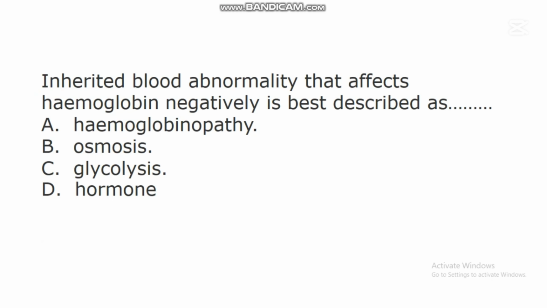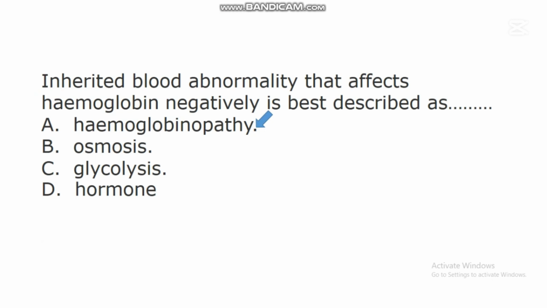The next question says, inherited blood abnormality that affects hemoglobin negatively is best described as dash. A. Hemoglobinopathy, B. Osmosis, C. Glycolysis, D. Hormone. In this question, the correct answer is A. Hemoglobinopathy.